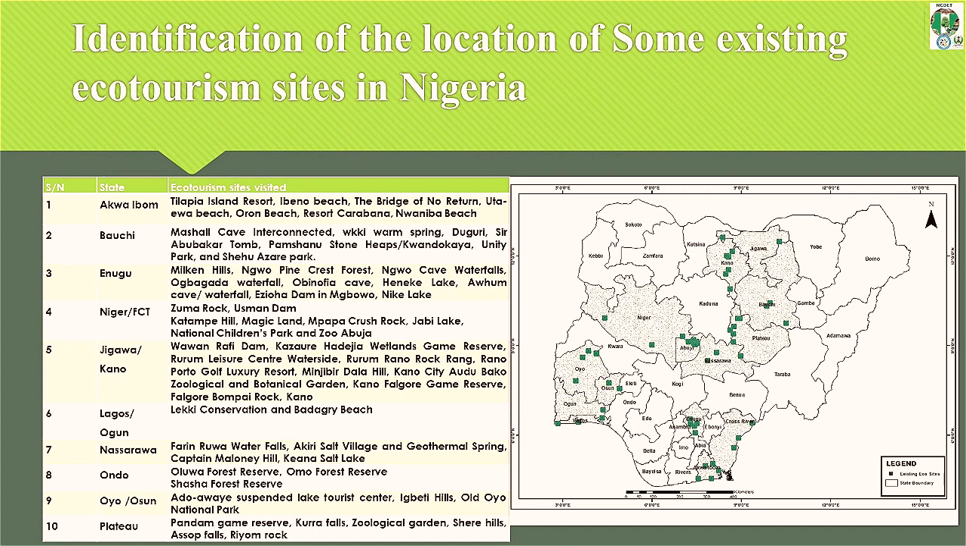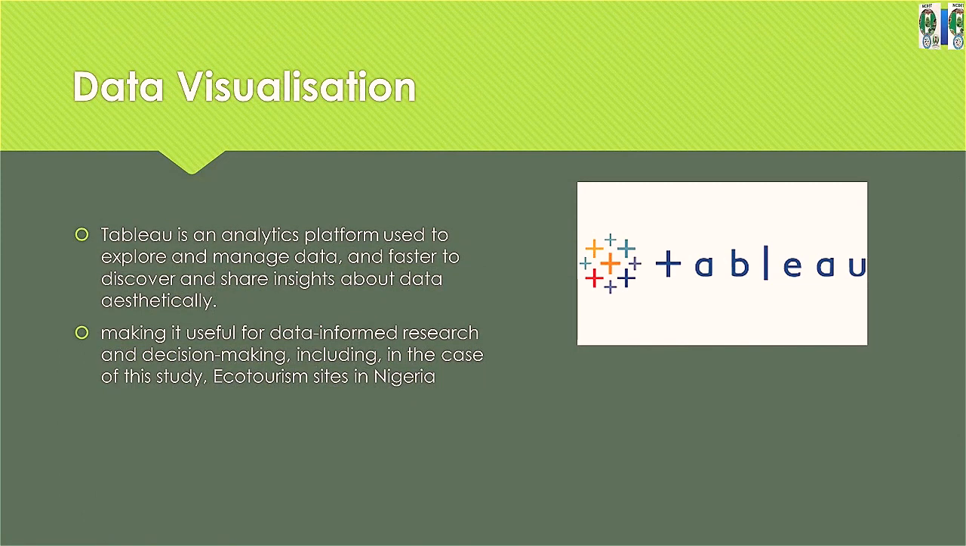Some of the locations of the existing ecotourism sites visited are represented on the map as points data. And here is the list of the ecotourism sites visited, on the table. From the information gathered from both the community and the officials, we interpreted the data and transformed them into an interactive visual representation by creating an interactive dashboard using Tableau Expert.